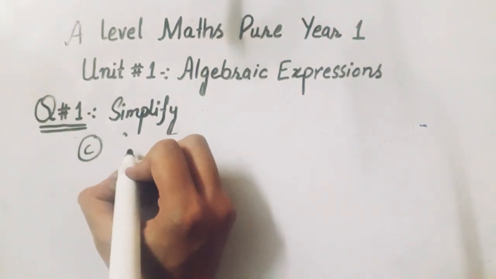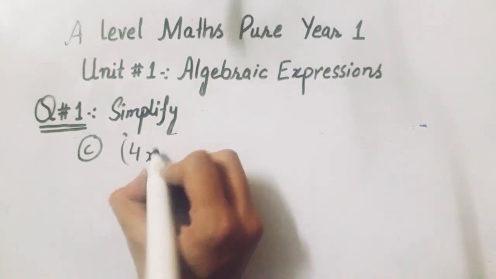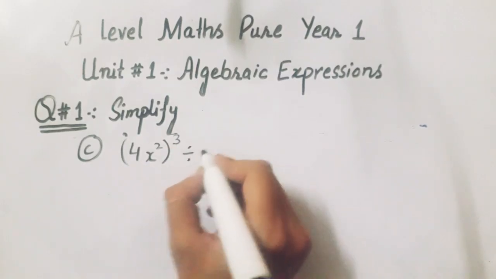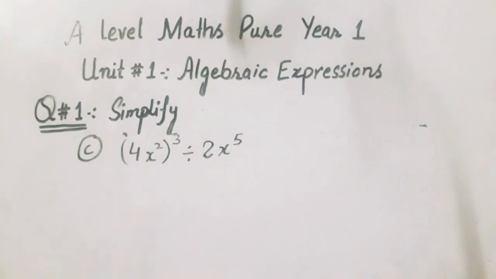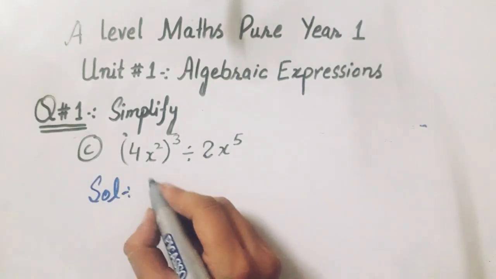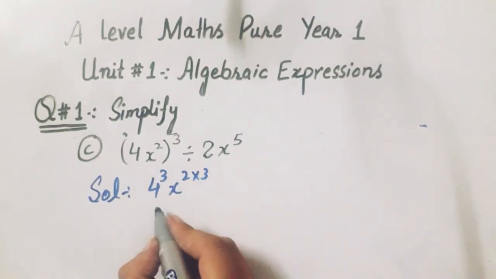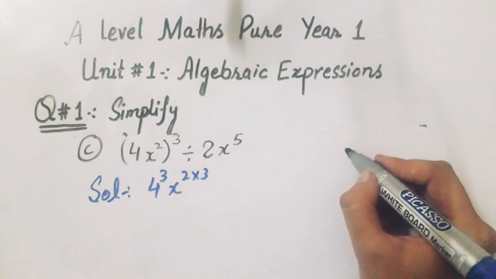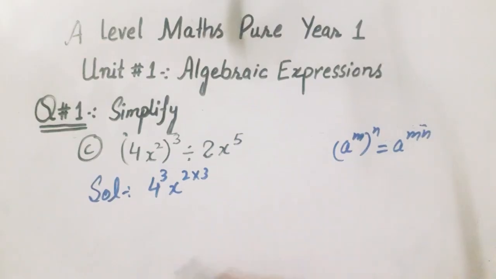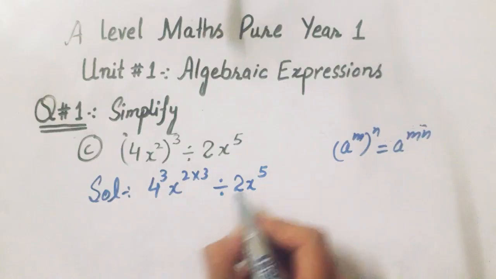Now the C part is 4x square power 3 divided by 2x raised to power 5. So we will solve this as 4 raised to power 3 and x raised to power 2 multiply 3. This power will be multiplied according to this rule: a power m whole power n is a raised to power mn. Both m and n are multiplied, divided by 2x raised to power 5.